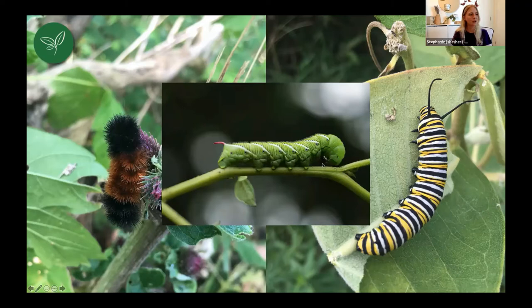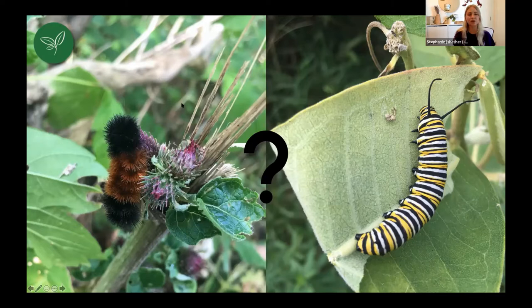Now, I'm just wondering, does anyone in the chat know what these two caterpillars are? They're pretty common. You can see them quite often. Anyone know what this moth caterpillar is? And does anyone know what this butterfly caterpillar is? Can anyone identify either of these? And Catherine, I wonder if you can let me know if there's anyone in the chat that knows what species these are. You've got lots of guesses coming in.